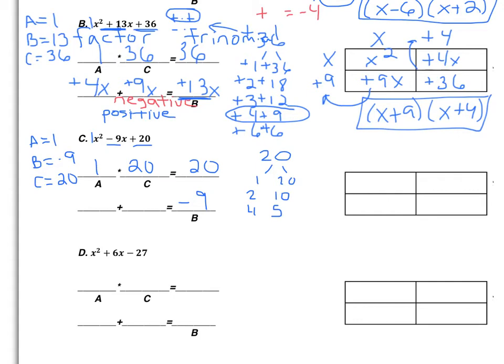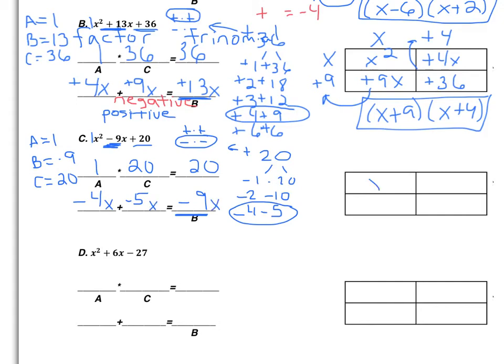To get a positive number, I can have a positive times a positive or a negative times a negative. And as it says in step 4, the b value dictates that these are both negative. So we have to combine them to get a negative 9. So negative 4 and negative 5, and those are our x values that combine to make negative 9x.